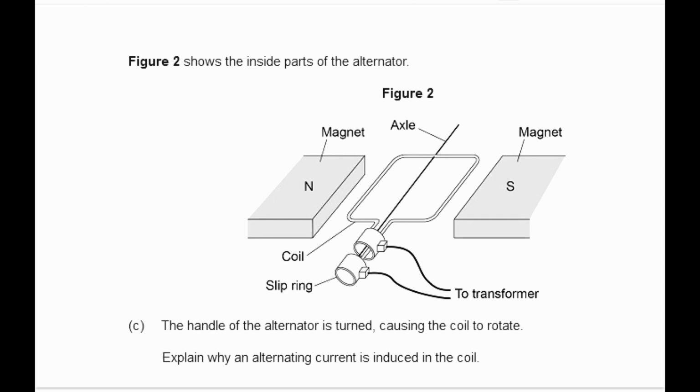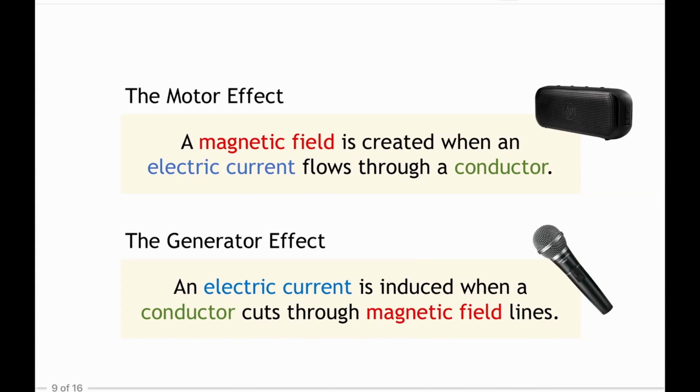To summarize what we have discussed so far, we can say that in the motor effect, a magnetic field is created when an electric current flows through a conductor. You should start your answers about the motor effect by talking about the magnetic field that's created.